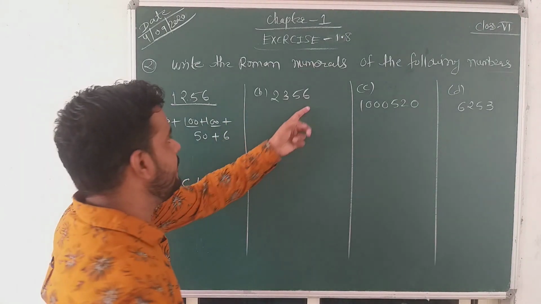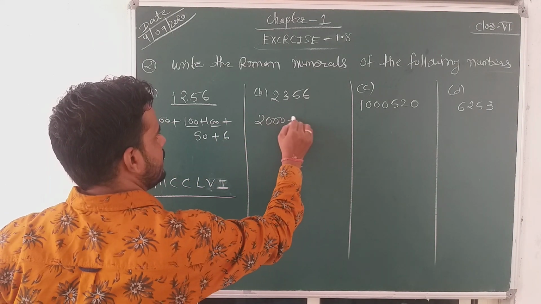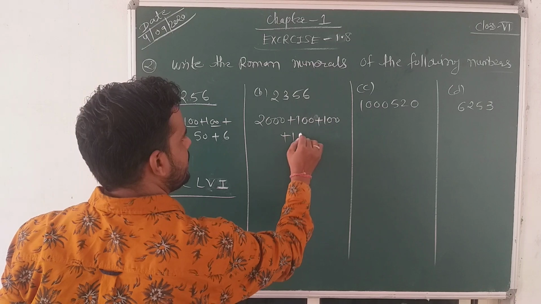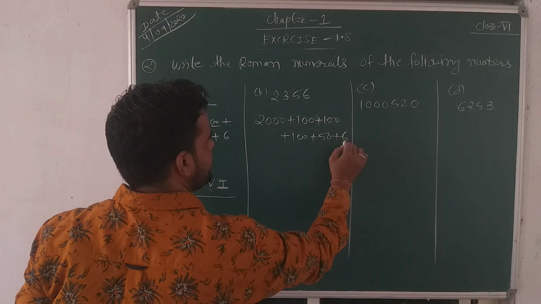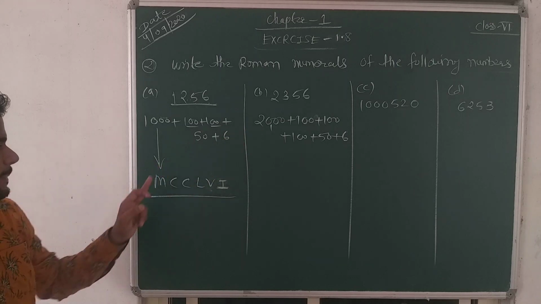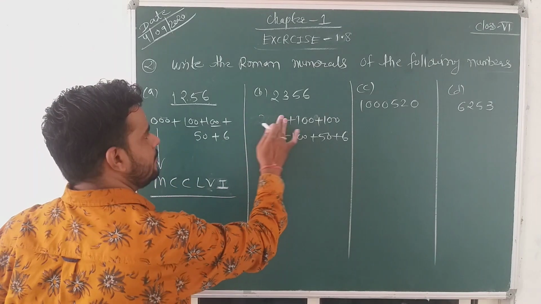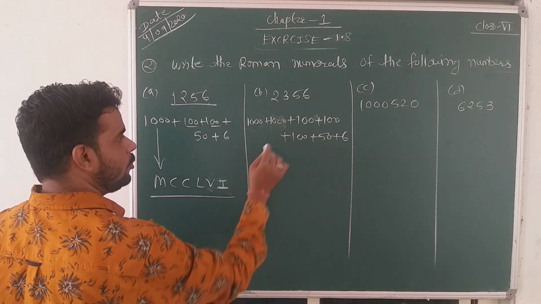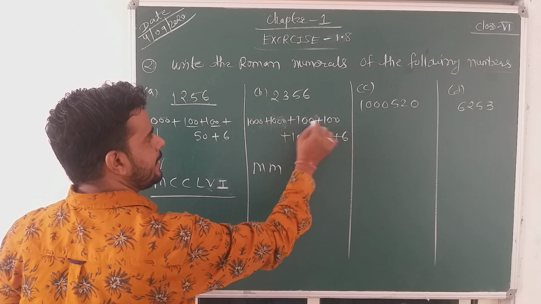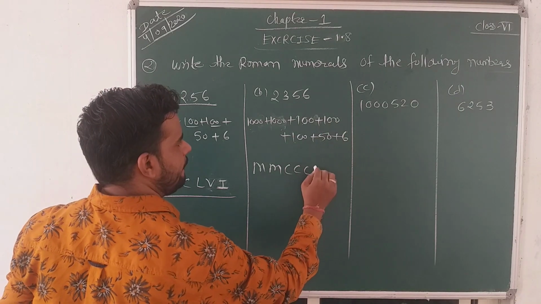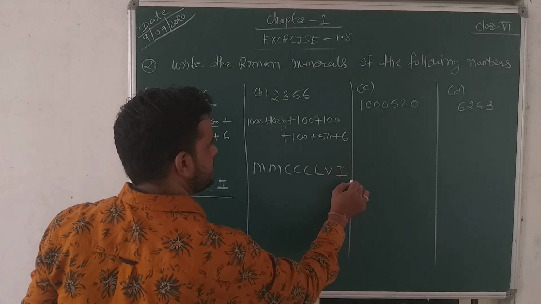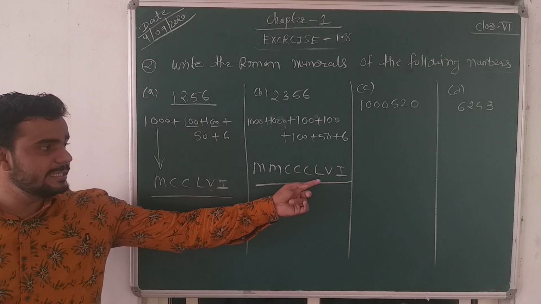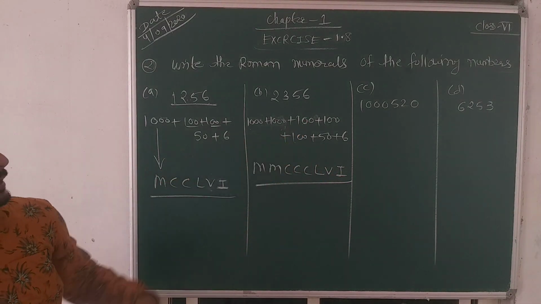Next, 2350 is again 2000 plus 300, which means 100 plus 100 plus 100, plus 50 plus 6. So 1000 means M and 2000 means 1000 plus 1000, so you can write 2 times M. 100 means C, 50 means L, and VI. So this is your answer. Read out: M, C, V, L, VI.